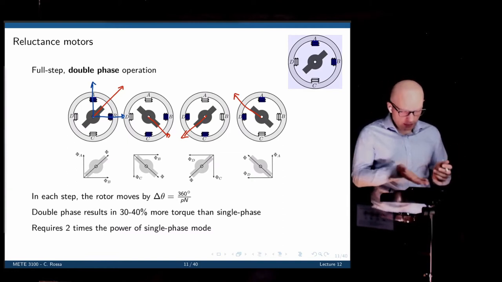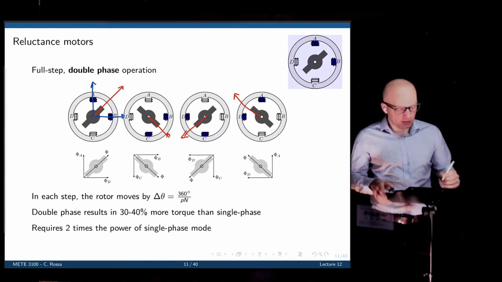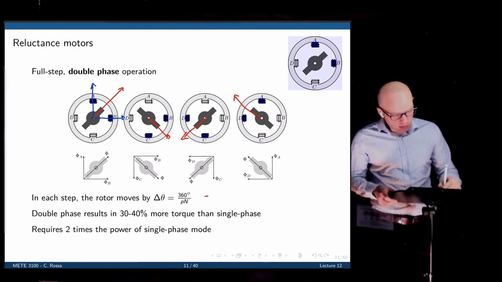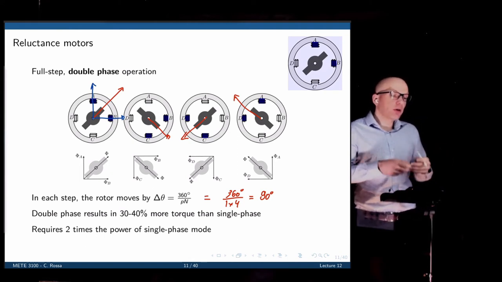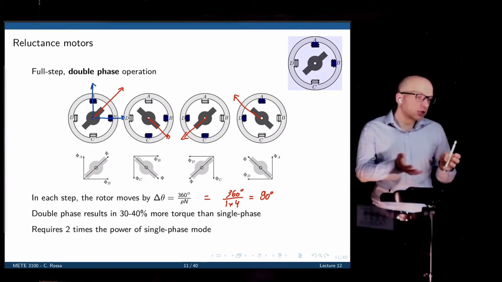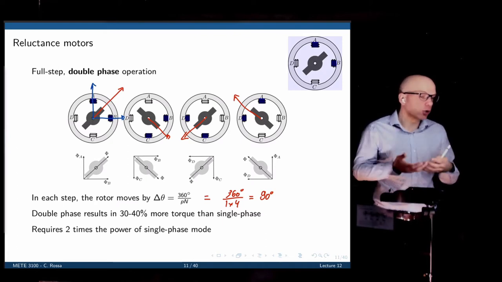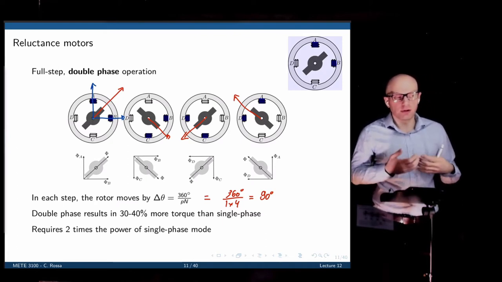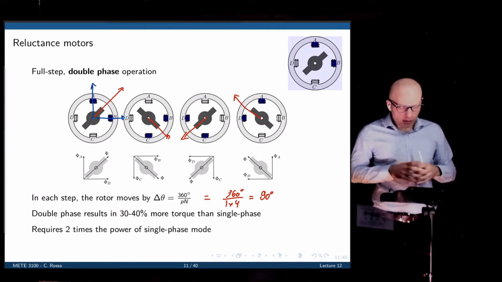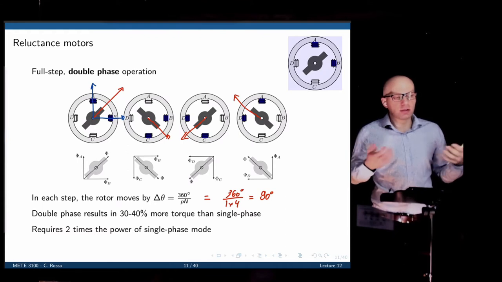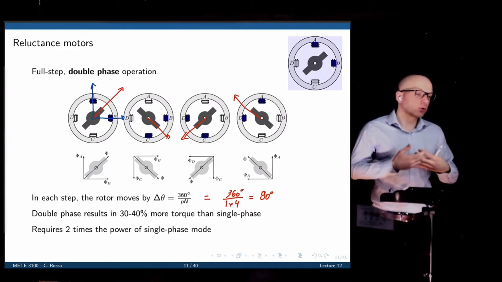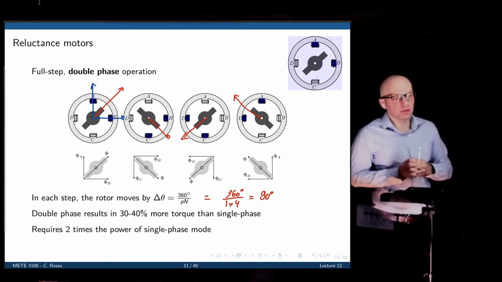We can see that in each step, the motor moves by 360 divided by phases times number of pole pairs. In this case, because you're doing full step, it's still 90 degrees. It is for accuracy, but we need to use that in a different way. For now, the only advantage compared to the previous one would be the higher torque, because you have two coils acting instead of one. The downside is that it will also take two times more power to create that torque, and you don't get two times more torque. You get around 30 to 40% more torque.